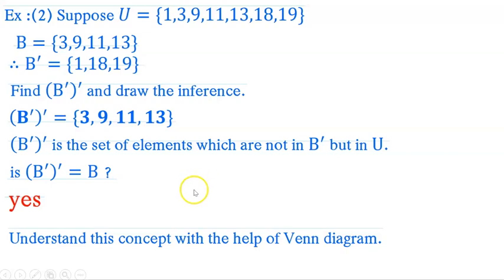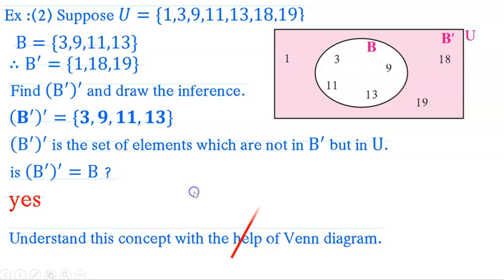Now to understand this concept with the Venn diagram. Now see this, the Venn diagram. तर U हा युनिव्हर्सल सेट घेतलेला आहे या ठिकाणी. त्यामध्ये 1, 3, 9, 11, 13, 18, 19. B मध्ये काय घेतले? B is 3, 9, 11, 13. मला B complement जर शोधायचं असेल, that is B complement is equal to other than 3, 9, 11, 13 means what? 1, 18, 19.